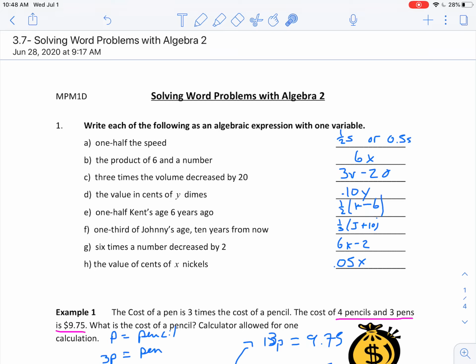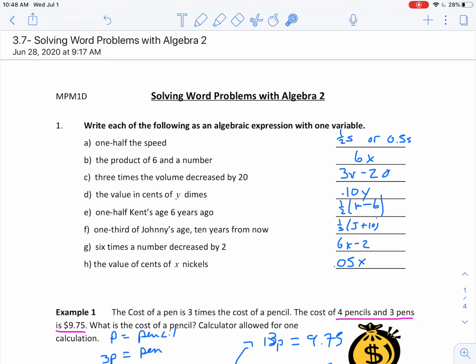So let's continue on with solving word problems involving algebra. A few examples here, just how to write an algebraic expression with one variable. We have something like 3 times the volume decreased by 20. 1/2 of Kent's age 6 years ago. Well, Kent's age 6 years ago, and then we take half of that. And 1/3 of Johnny's age 10 years from now. Well, Johnny's age 10 years from now, and then we're going to take 1/3 of that.